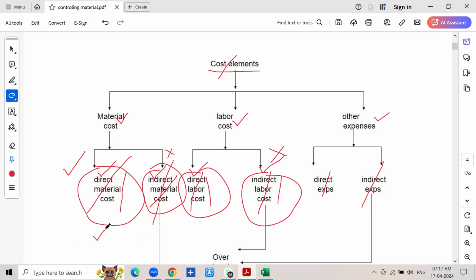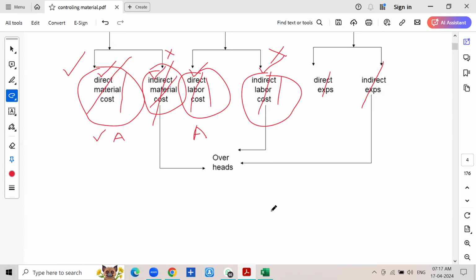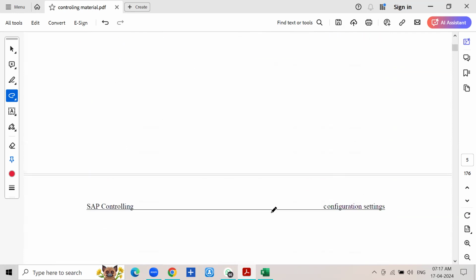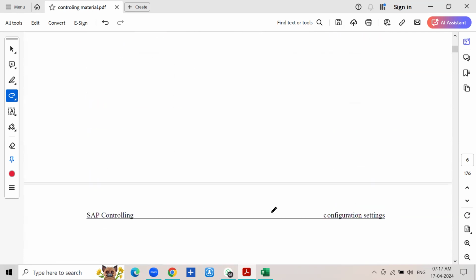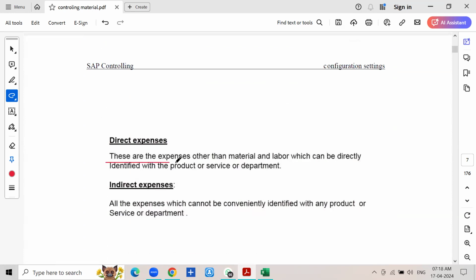Now, what is the conclusion till now? We have to analyze direct material cost and we have to analyze direct labor cost. It is not feasible to analyze indirect labor cost. Okay. Now coming to direct expenses. These are the expenses other than material and labor, which can be directly identified with the product or service or department. Indirect expenses are all the expenses which cannot be conveniently identified with any product or service or department.